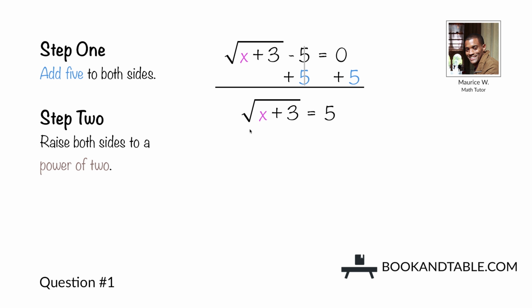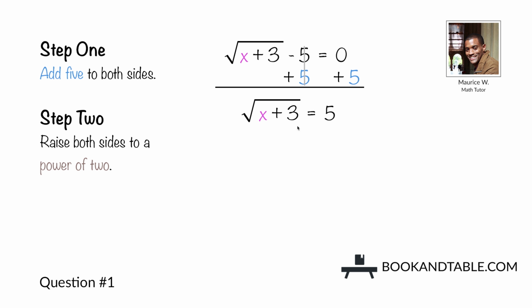Okay, so for a radical equation, you want to isolate the radical on one side of the equation. So step 1, add 5 to both sides. This eliminates our constant, negative 5, leaving us with just our radical on the left side, the square root of x plus 3. And on the right side, we have 0 plus 5, which gives us 5.